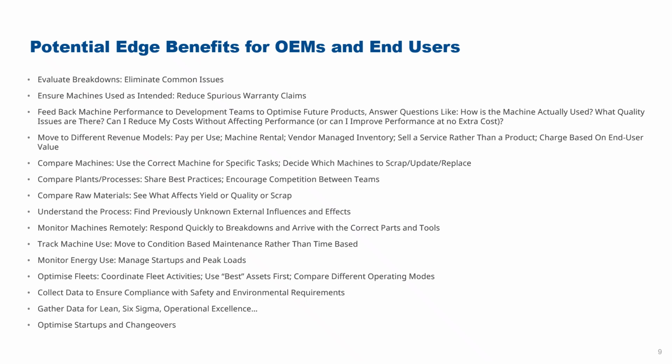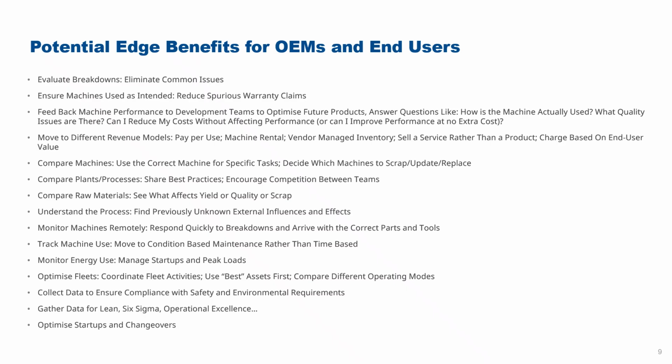You might want to compare raw materials. What affects yield or quality or scrap? You might be saving money on a cheaper raw material, but if that's causing more scrap, then you might be having a false economy there. So by understanding what your raw material is and how that affects yield or quality or scrap, you can make those decisions and see where you're saving or wasting money. You can also get a better understanding of the process. It might be that you think you know the process, but when you actually control the process, particularly after several years of operation, you might find that there are previously unknown external influences and effects that you weren't aware of.